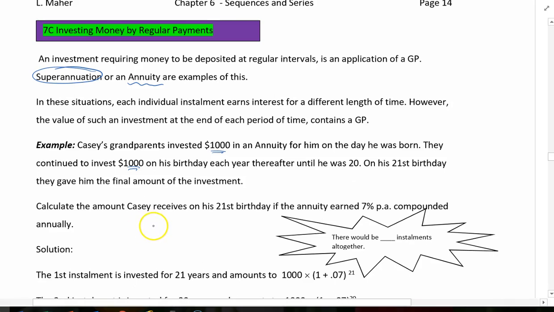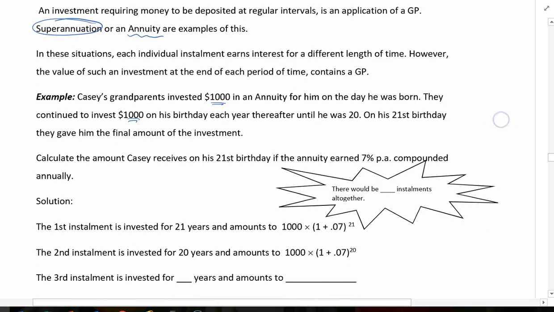Calculate the amount Casey receives on his 21st birthday if the annuity earned 7% per annum compounded annually. So that's fairly easy, compounded annually. We don't have to make any adjustment to the rate.